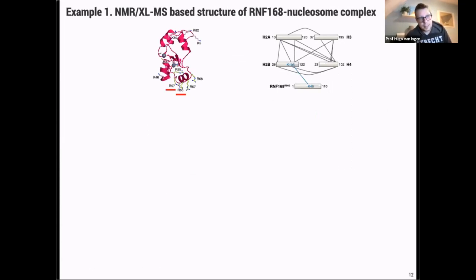So we knew that two arginines were crucial on the RNF side. And that still can be enough if the structure is just right, that there's only one way to fit them together. But in general, you will have multiple options to put these two surfaces together. So you also need to have some kind of orientational information. And this we got from cross-linking mass spectrometry, where we could identify one intermolecular cross-link between the E3 and histone protein.